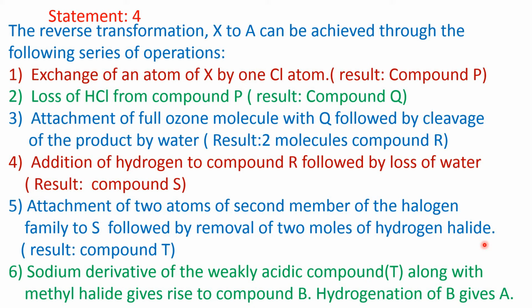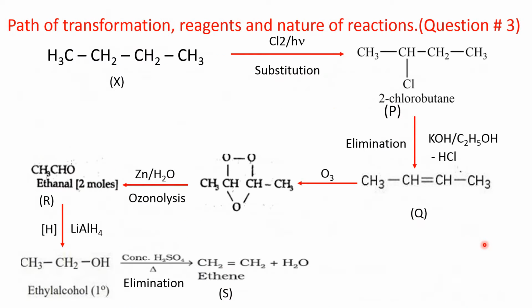Number 1, exchange of an atom of X by one chlorine atom, and the result is compound P. So our X is butane, a saturated hydrocarbon, which undergoes a substitution reaction. When it is treated with halogen in the presence of light, that is drastic condition, one of these hydrogens will be replaced by chlorine initially. Now here also, as the secondary free radical is more stable and the reaction proceeds through free radical formation, 2-chlorobutane will form, that is our compound P.